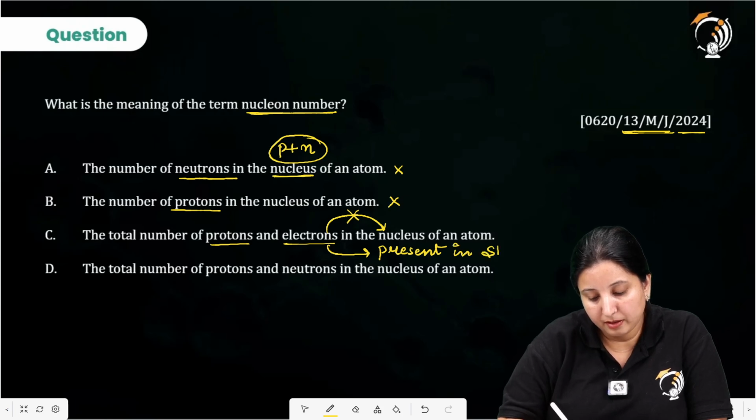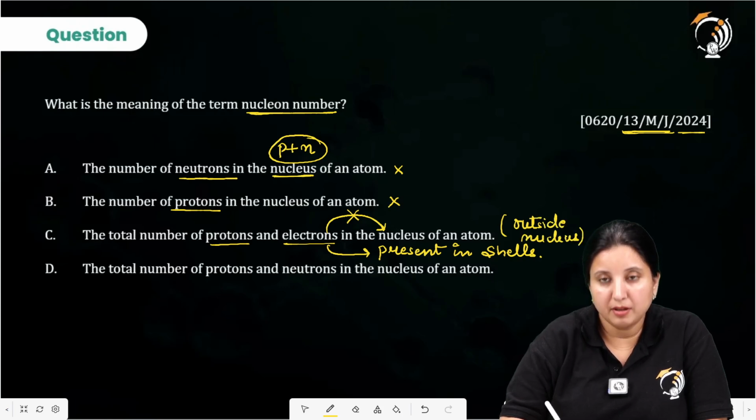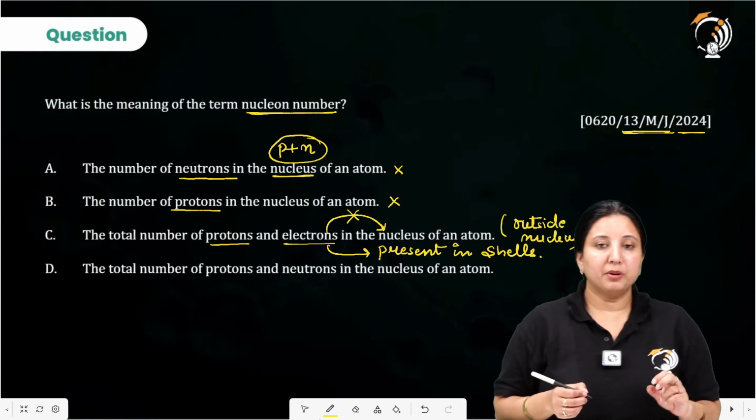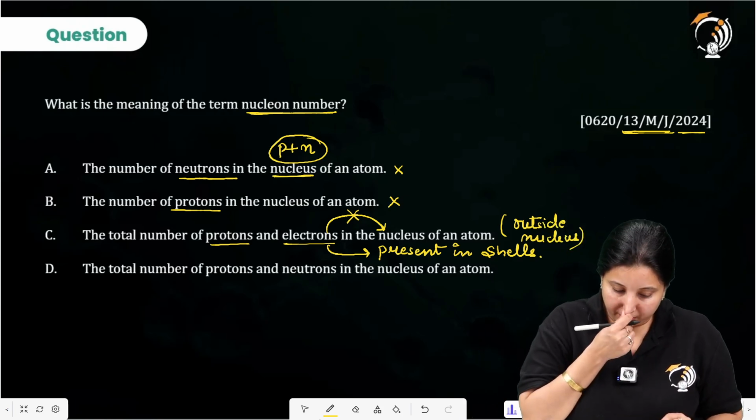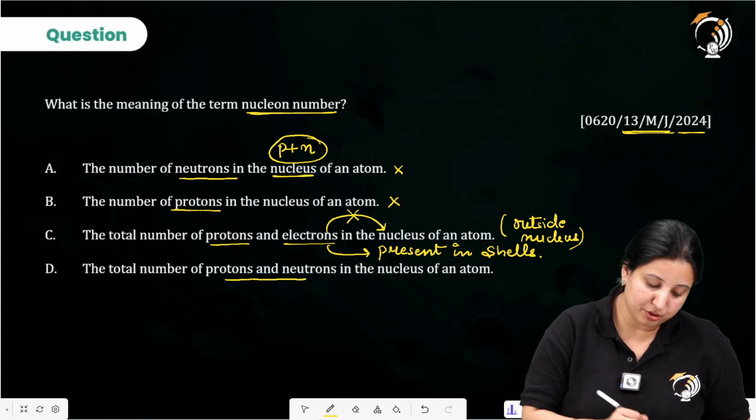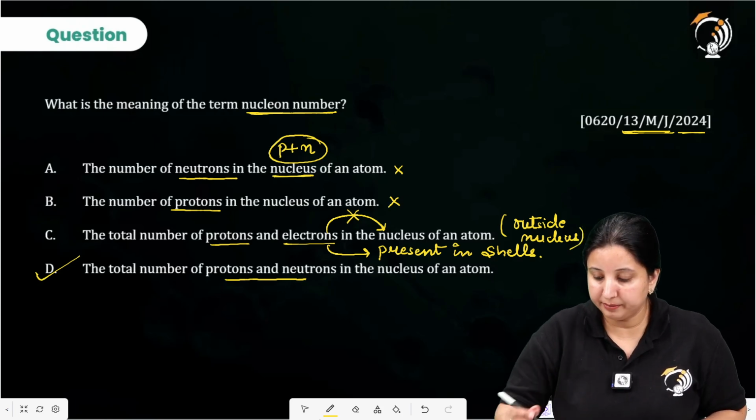electrons are present in shells, or you can mention outside the nucleus. Yes, so that's why this particular statement is going to be wrong. Then total number of protons and neutrons in the nucleus of an atom. So option D is going to be our answer. Okay.